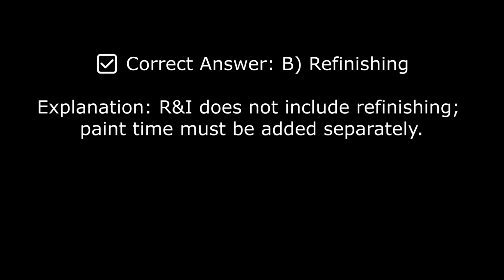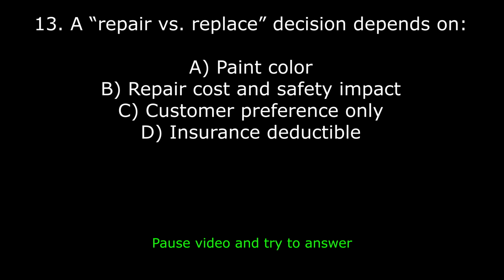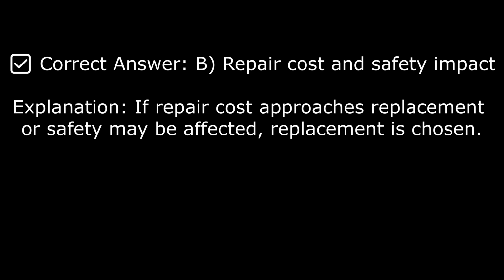13. A repair versus replace decision depends on A, paint color, B, repair cost and safety impact, C, customer preference only, D, insurance deductible. Correct answer, B, repair cost and safety impact. Explanation: if repair cost approaches replacement or safety may be affected, replacement is chosen.